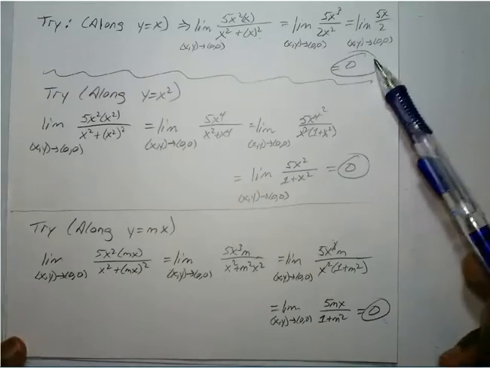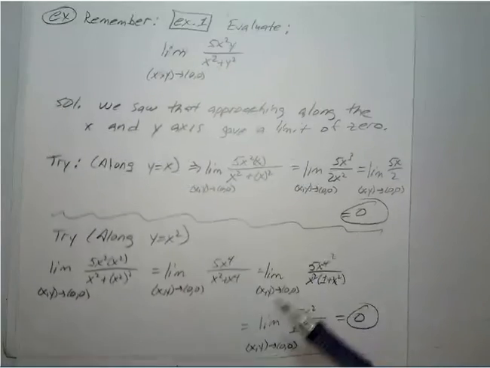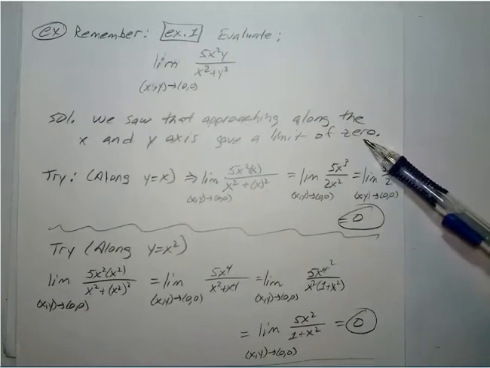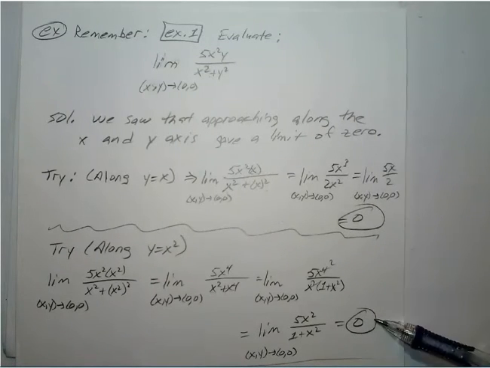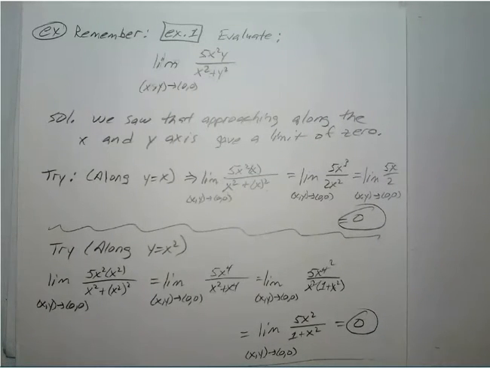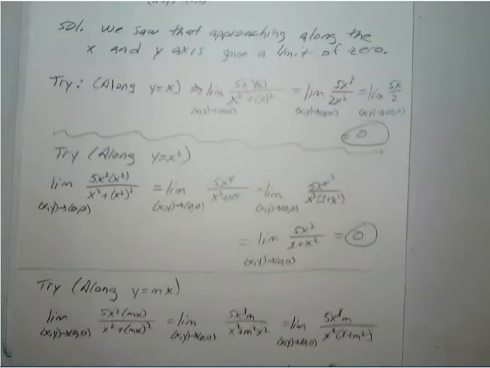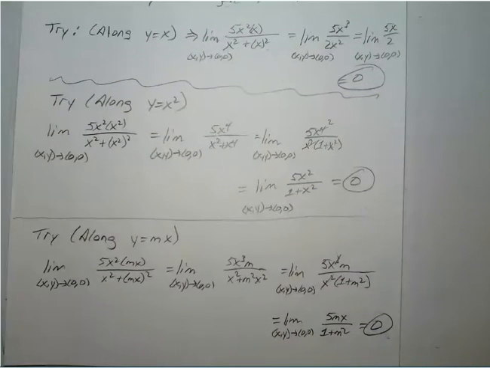But because the first time we did it, we got a limit of 0, and then we approached it at different angles, every time we still got a limit of 0. So that's how we know, you know what, we're right, the limit is 0.